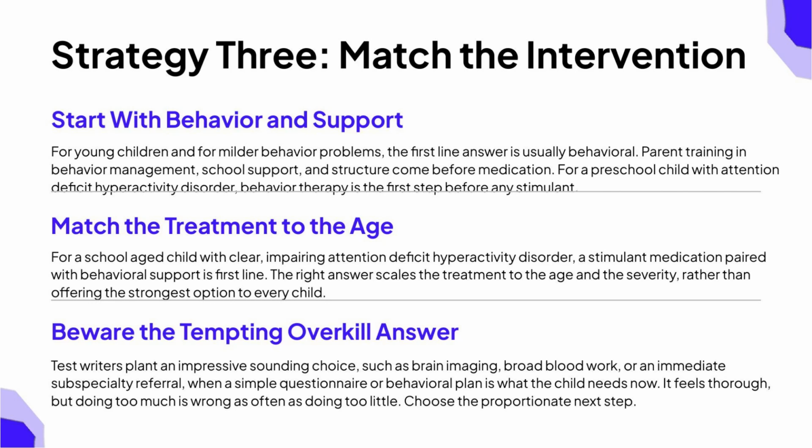Third, beware the tempting overkill answer. The test writers love to plant an impressive-sounding option, like brain imaging, broad blood work, or an immediate subspecialty referral, when a simple questionnaire or behavioral plan is what the child needs now. Doing too much is wrong just as often as doing too little. Choose the proportionate next step.